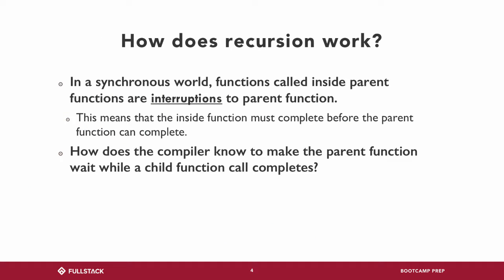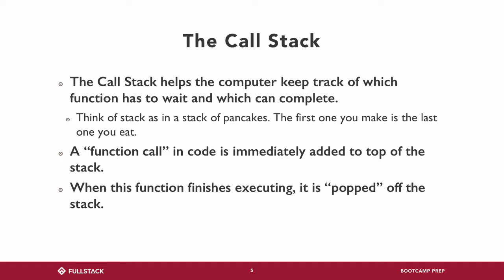So how does recursion work? Recursion in the synchronous world will sort of pause the function it's currently in when it's called recursively and start that new call. So when we were doing countdown, and in countdown 5, countdown 4 was called, countdown 5 paused and waited until countdown 4 finished its call. So how does the compiler know when to make the parent function wait? So how does it know to make countdown 5 wait for countdown 4 to finish? The call stack.